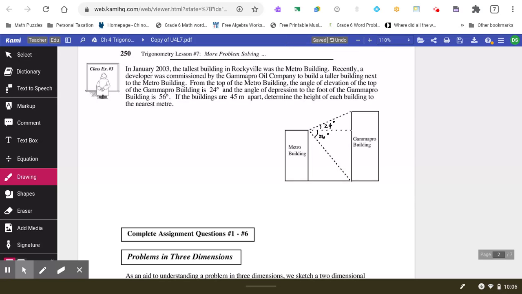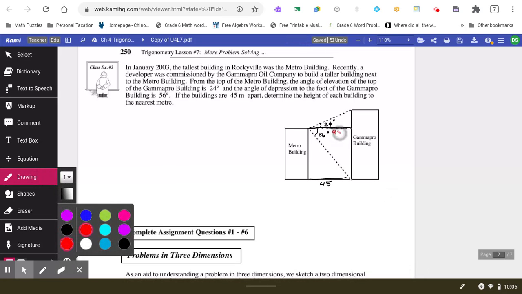If the buildings are 45 meters apart, so across the bottom, we're talking 45 meters in between. You can put that wherever you want. I could put it up here as well. We're supposed to find the height of each building. All right, so there's a couple of things to do. We need to find this piece. Let me call it X. And then we need to find this height. That would be the Metro building, and together they would make the Gamma Pro building. So we need to find those.